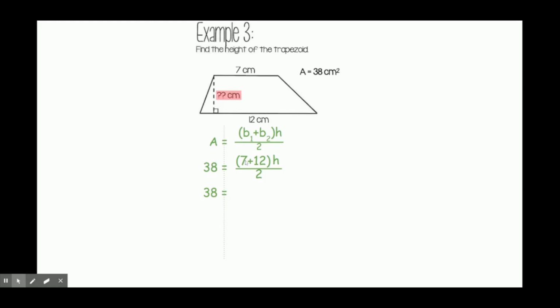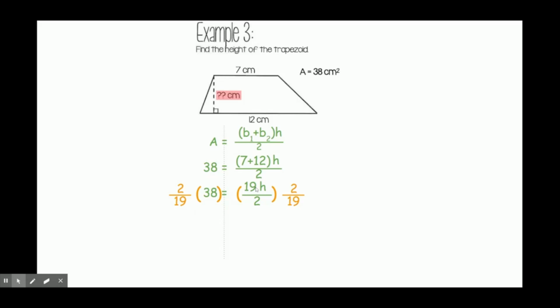This stays the same. It's still 38. We can simplify this. 7 plus 12 is 19, and H is still there, so it's 19 times H divided by 2. It's kind of a fraction. It's 19 over 2 H. In order to cancel out a fraction, the inverse operation is to multiply by the reciprocal. So I'm going to multiply this by 2 over 19. And if I do that on this side, I'm going to have to multiply by 2 over 19 on the other side as well. What ends up happening is that 19 times 2 is 38, and 2 times 19 is 38, and you end up with 38 over 38, which is 1.